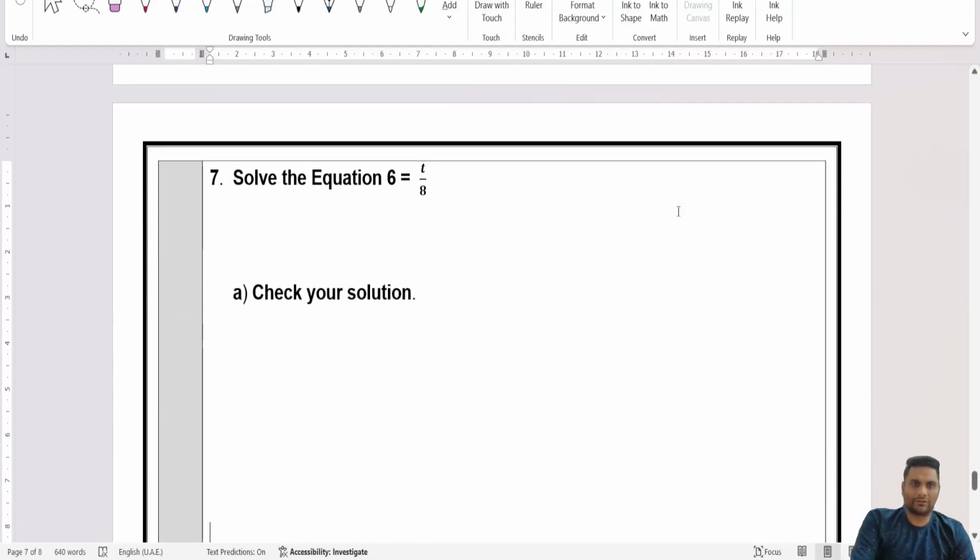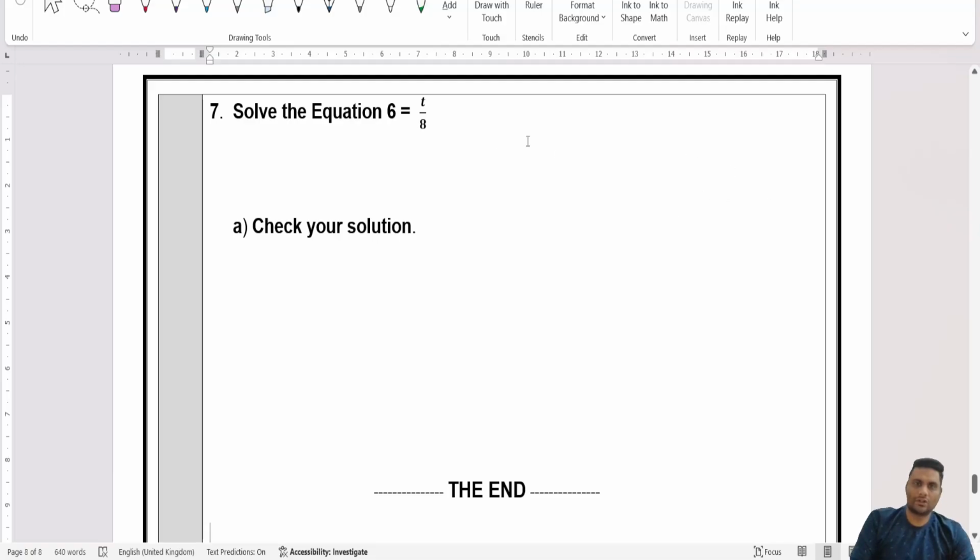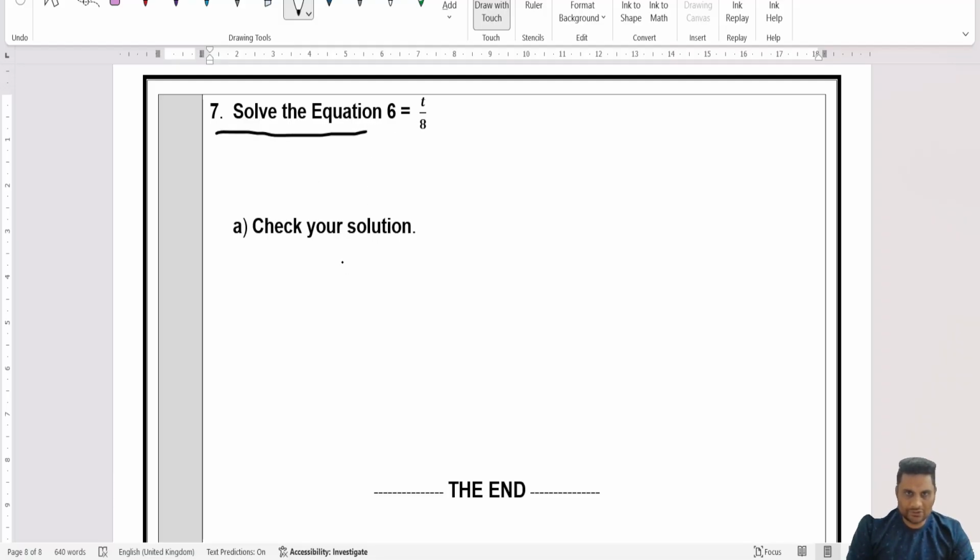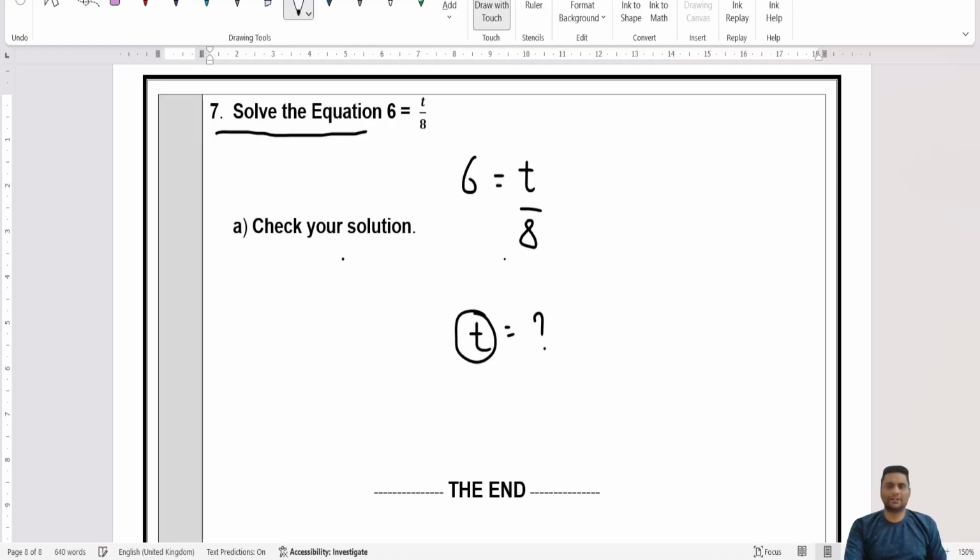Okay, question number 7. Solve the equation. 6 is equal to t over 8, right? How will I solve this? We have to find the t, correct? T equals how much? That means we have to remove the number with the t. Which number do you see with the t here? The 8, correct? What do I have between t and 8? This line. This line means taqseem, divide.